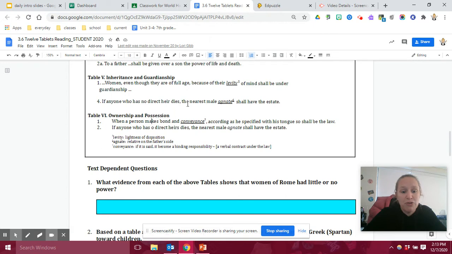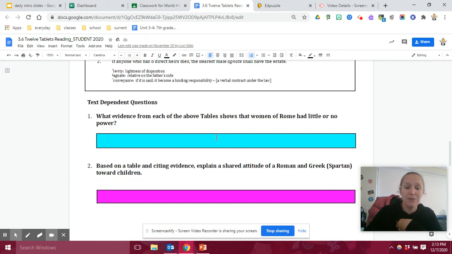This says, if anyone has no direct heirs, the nearest male agnate should have the estate. It doesn't say anything except the nearest male. That doesn't give women any role or any rights. So for example, if my husband died, the land and our house would not go to me if we were living in ancient Rome. I have 2 girls, and it would not go to them. We don't have any other kids. So the house I've lived in with my husband would not go to me, and it would not go to any of our children because they are girls. It would go to our next closest male relative, and his next closest male relative would be his brother. So it shows that women have little to no power. That's what they're looking for here.